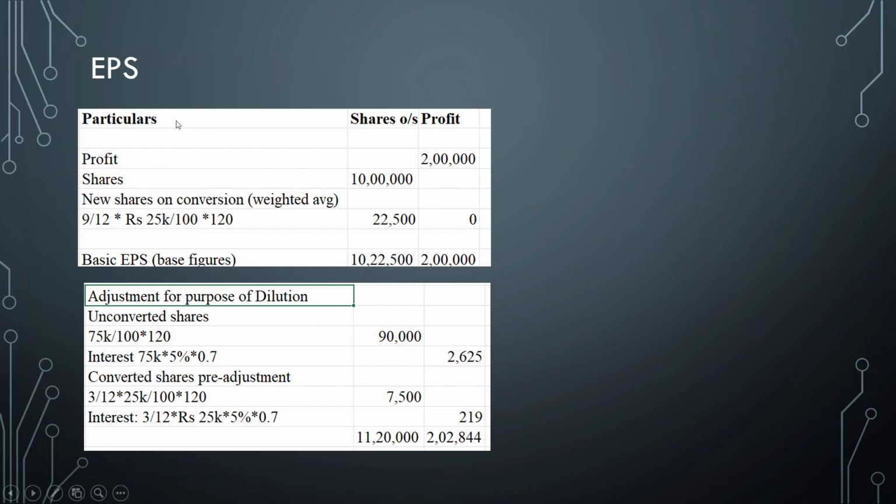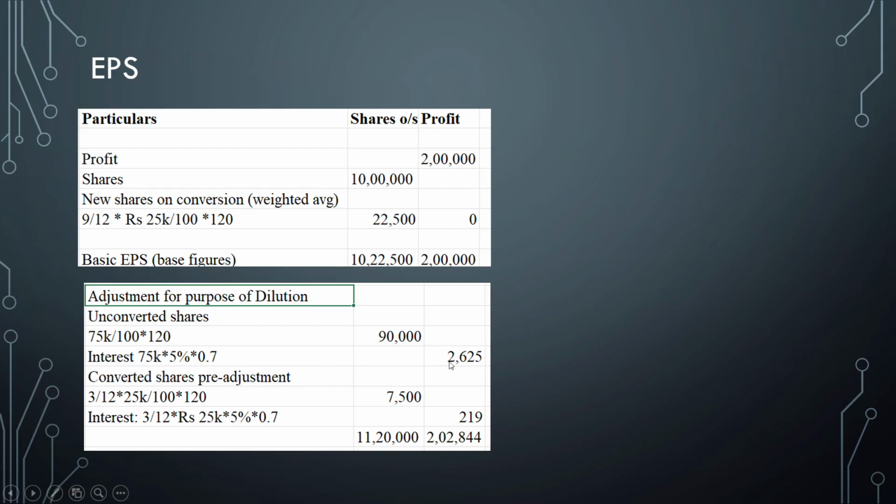So put 3 columns: particulars, shares outstanding and the profit. Profit is 2 lakhs and shares are 10 lakhs. Then the new shares on conversion are 9 by 12 into 25,000 into 100 by 120, which will give you 22,500. So for computing basic EPS, the base figures are 10 lakh, 22,500 and 2 lakhs. And the adjustment for the purpose of dilution: unconverted shares are 75,000 by 100 into 120, which will give you 90,000. Then the interest portion will be 75,000 into 5% into 0.7 post tax.